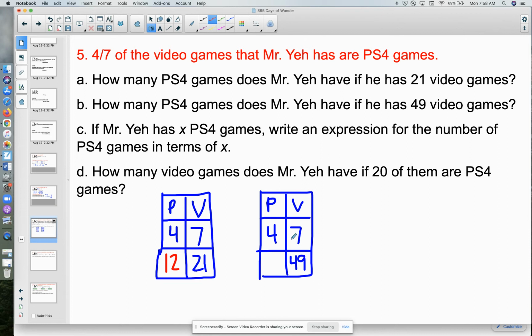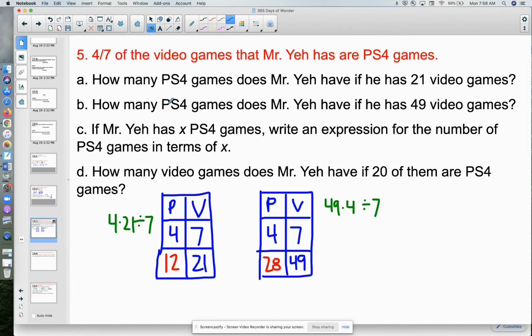So if you cross multiply and divide, 49 times 4 divided by 7, you should get 28. Okay, so 49 times 4, and then divide by 7. That's one way you can do it. Then this one will be 4 times 21, and then divide by 7. If you have another way you can figure it out, then that's awesome.